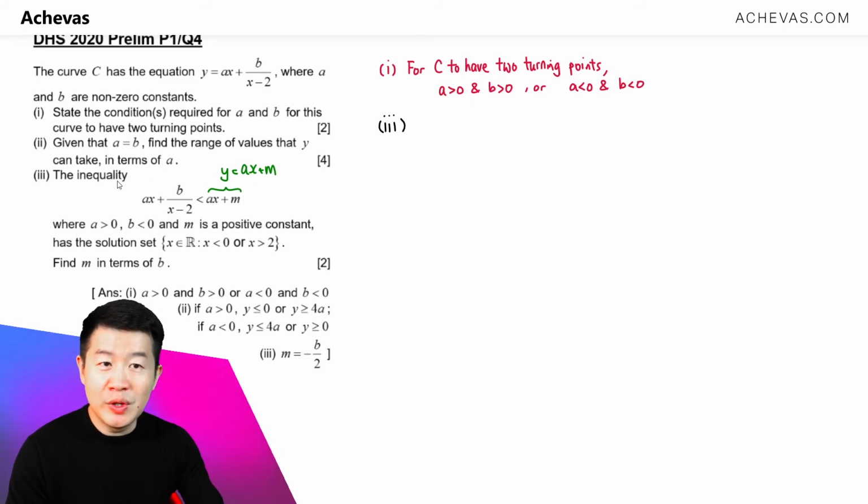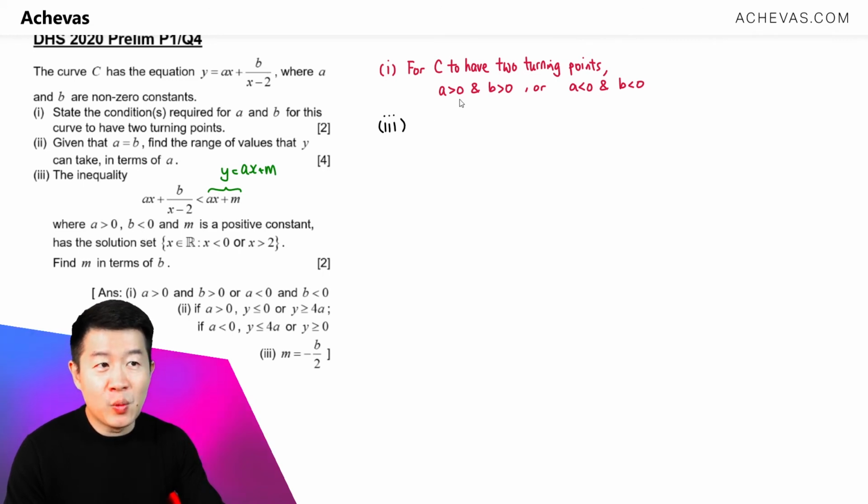What we are trying to do here is to analyze this inequality, finding the solution using a graphical method. So let's try to do that by first sketching curve C and then sketching this. And we try to synchronize the solution based on our sketch to the solution that is given to us. So for curve C, we are given that a is bigger than 0, b is less than 0.